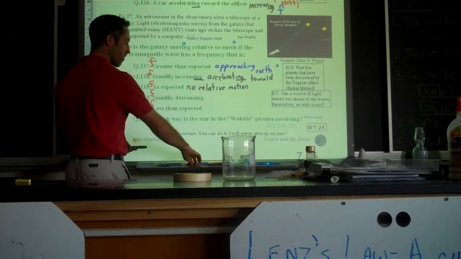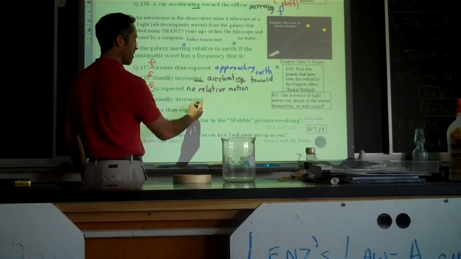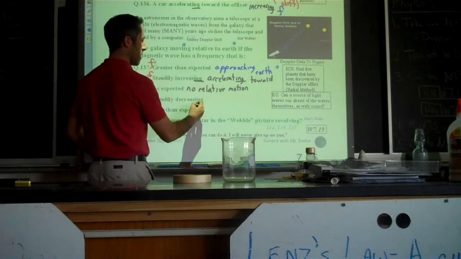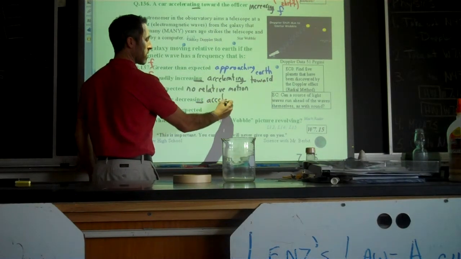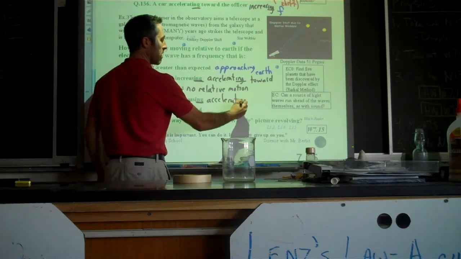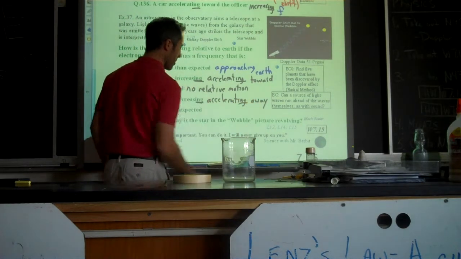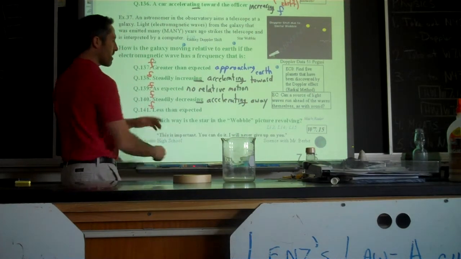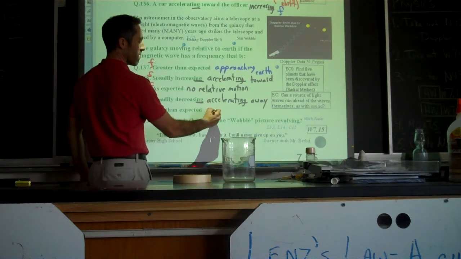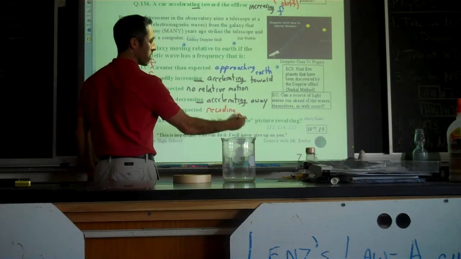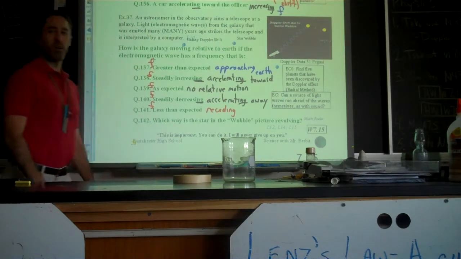Steadily decreasing, of course, would be accelerating away. Yeah, that's accelerating away. And again, acceleration is less likely to show up. And of course, if it's less than expected, it is receding or moving away from Earth.